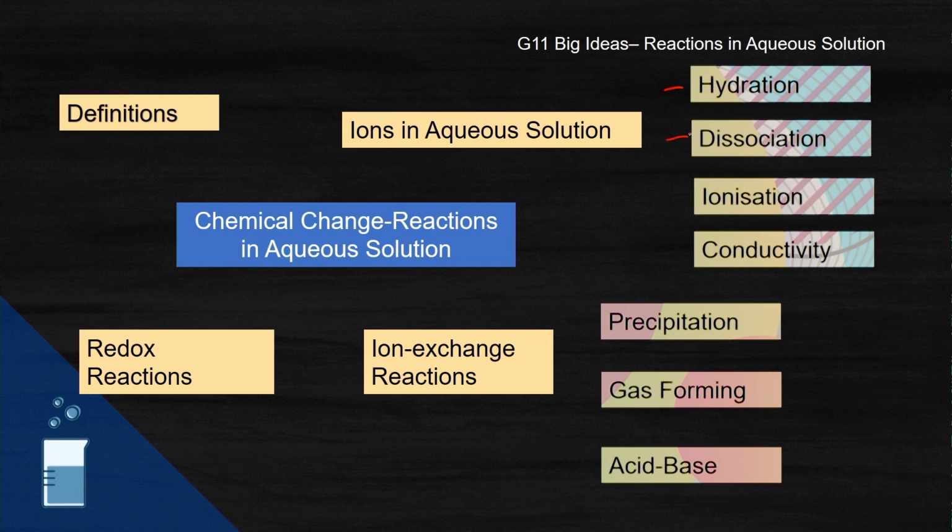Welcome back, grade 11s. Just to remind you, I am Gillian. We are in a physical science lesson. We are discussing chemical change and specifically reactions in aqueous solutions. We have discussed what is hydration, what is dissociation, what is ionization, and what conductivity looks like for ions in an aqueous solution. So now we're going to focus on the ion exchange reactions that happen in aqueous solution, and specifically we're going to look at precipitation and forming precipitates when we put two solutions together.